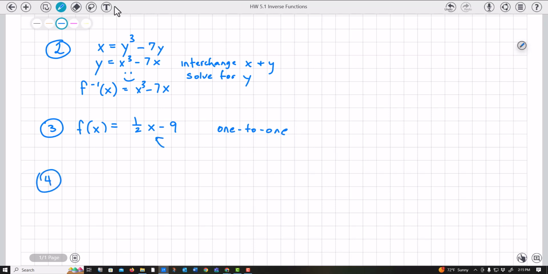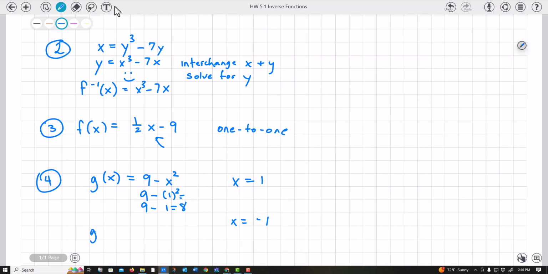And you might wonder, well, what would not be one-to-one? Think of something that has a square. What if I plugged in x equals 1? So I plug in 1 squared, and 1 squared's 1, and I get 8. Well, what if I plugged in negative 1?